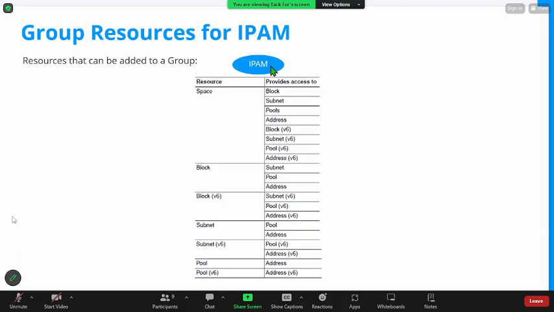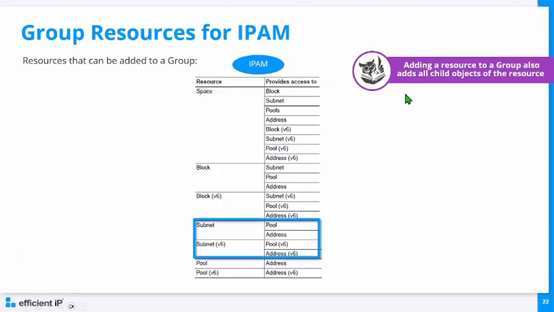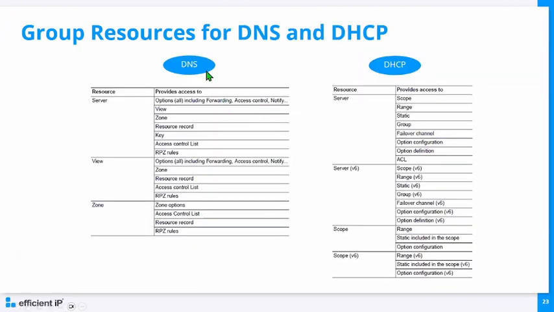Okay? So that's IPAM, then of course DNS. If you assign the DNS server to the group, then the users of the group will be able to see all the zones and all the resource records. But they cannot modify unless you assign the right. Clear? Then you also can assign the zone.